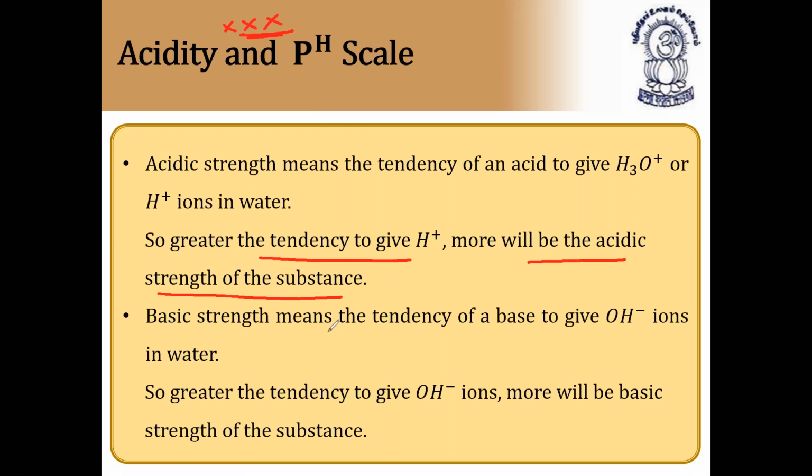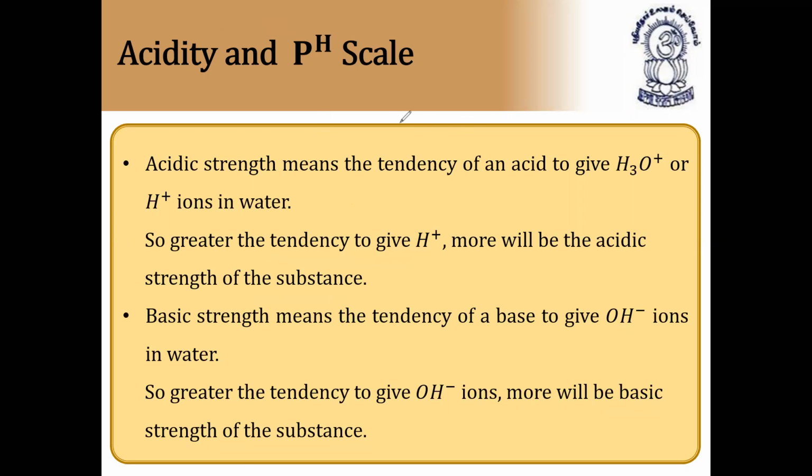Basic strength means the tendency of a base to give OH minus ions in water. So how can we decide whether a substance is basic or not? It is based upon the tendency of a base to give OH minus ions in water. Greater the tendency to give OH minus ions, stronger will be the basic strength of the substance. So if an acid gives more H plus ions, it is strongly acidic. If a base gives more OH minus, it is strongly basic.